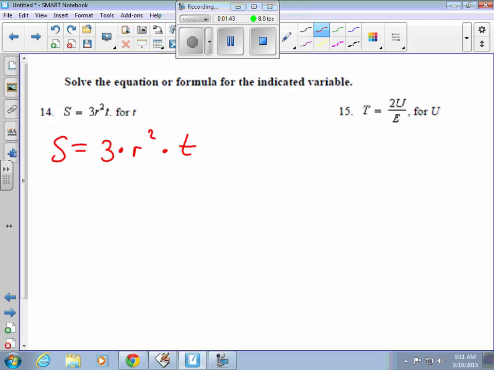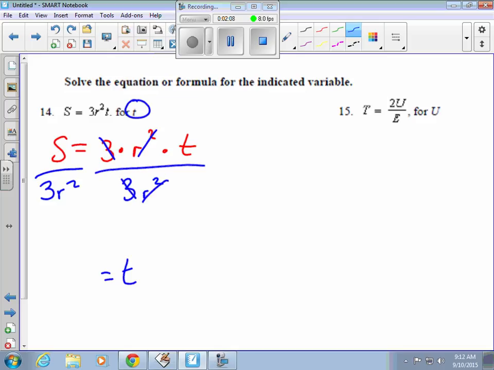You work order of operations backwards. Before you undo exponents, you have to undo multiplication. And then before that, you have to undo any addition and subtraction. But we don't have that. So you undo this multiplication, 3 times r squared times t, by dividing by everything that's not t, since that's what we're looking for. Everything that's not t is 3 and r squared. If you do it to the right side, do likewise to the left side, divide by 3 and r squared. This cancels this and this cancels this. T's left by itself, equal to s over 3 times r squared.